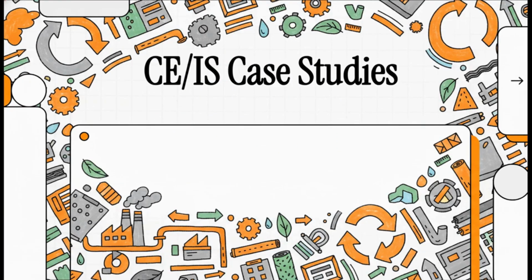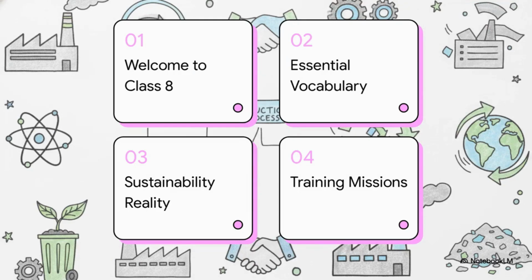Today, we're taking a massive leap from abstract theory straight into the fascinating, and let's be honest, sometimes really messy, real world. Our core mission here: to completely unpack real-world case studies in industrial symbiosis and the circular economy. We're going to look at how these concepts actually play out on the ground, so you're totally prepped for the analysis you'll be doing in your coursework. Let's get into it.